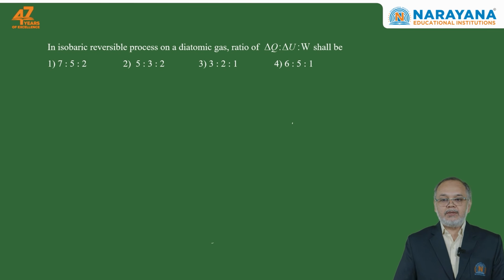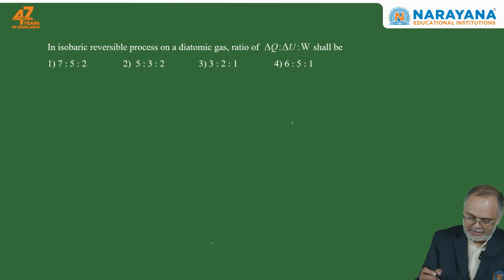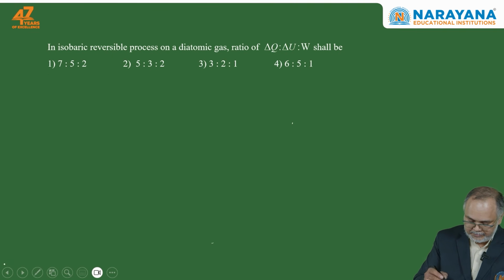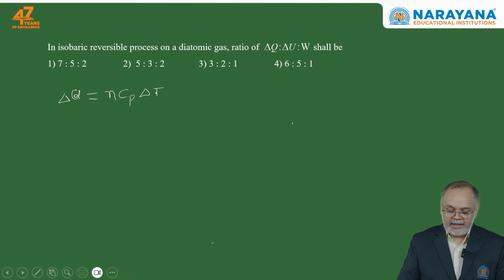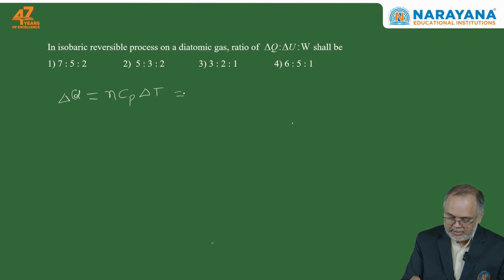Now, as we know, in case of isobaric process, delta Q we can write as delta Q is equal to nCp delta T, and for the diatomic gas the value of Cp we have is 7R by 2. So this will be equal to n into 7R by 2 into delta T.